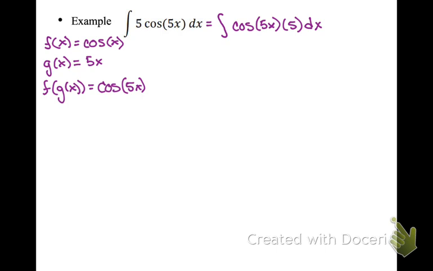Okay, so now what is the integral of the cosine? I don't like how the book writes it. Not negative sine, just sine. The integral of cosine is sine. So it's sine of 5x plus c.